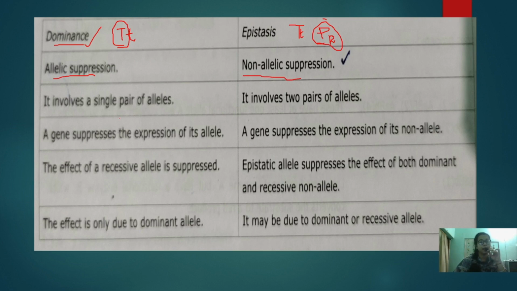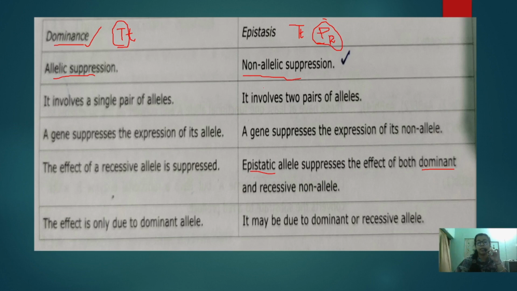Another difference is that dominance involves a single pair of alleles, as you have seen here, but in epistasis two pairs of alleles are involved. Here the gene suppresses the expression of its allele, whereas in epistasis the gene suppresses the expression of a non-allele, as I have already told you. Next, in dominance the effect of the recessive allele is suppressed, that is capital T will suppress small t. But in epistasis the epistatic allele suppresses the effect of both dominant and recessive non-alleles.